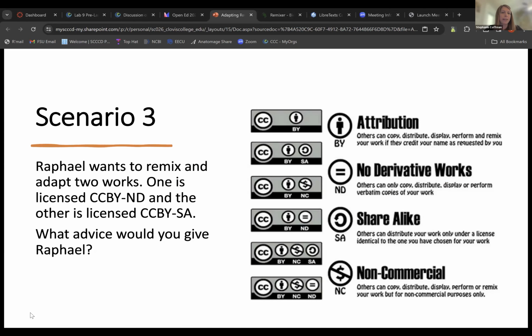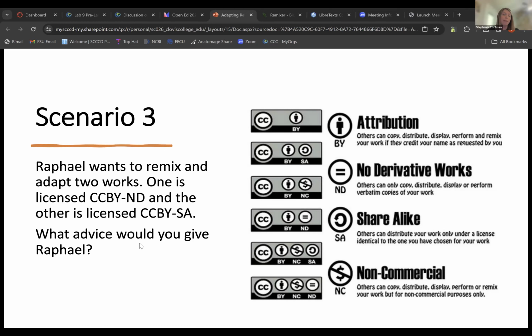All right, scenario 3: Raphael wants to remix and adapt two works. One is licensed CC BY-ND and the other is licensed CC BY-SA. What advice would you give Raphael? Well, the one that's licensed with no derivatives, wouldn't that be ineligible to remix? I think so. Does everybody else agree? So you can't remix it. So what might we be able to do instead? Curate it, like the fruit basket.